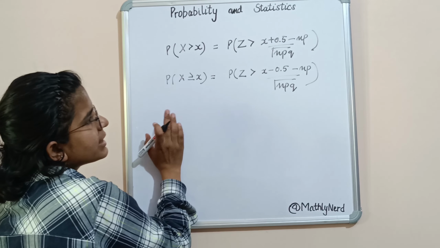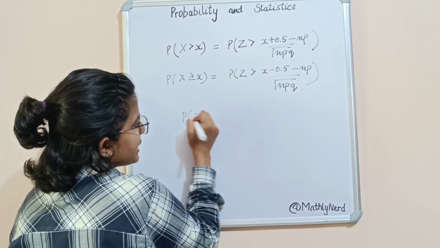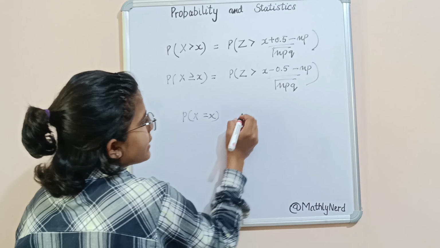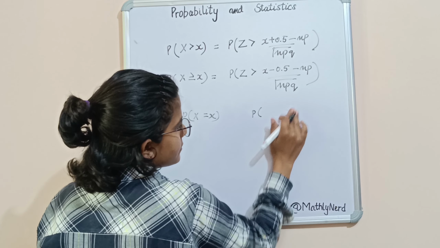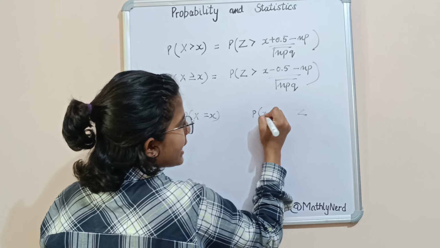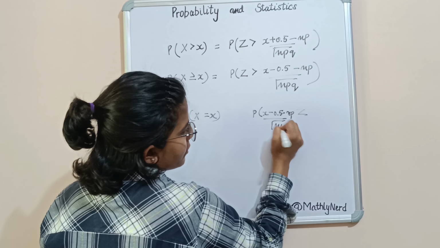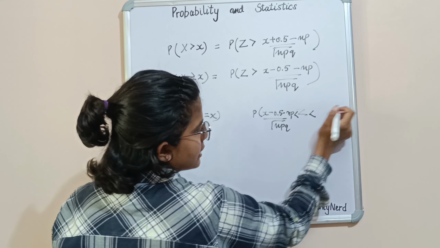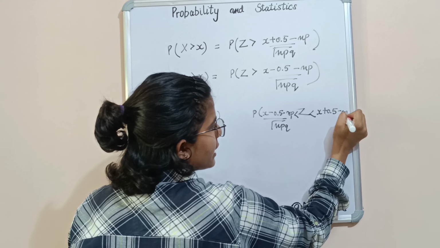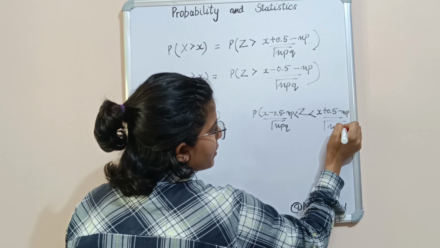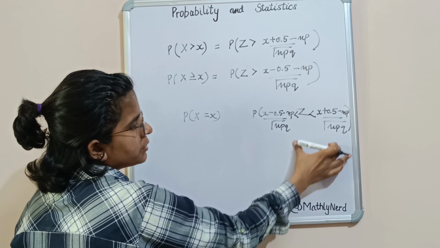Now in a simple way we can write this as: if the probability of X equal to x is included, then we will include the interval, probability of z between x minus 0.5 minus np divided by under root npq and x plus 0.5 minus np divided by under root npq. And if this is not included, we will not include this interval.